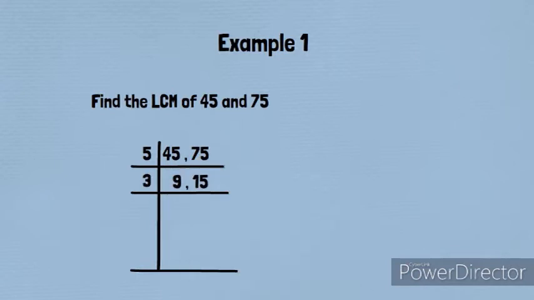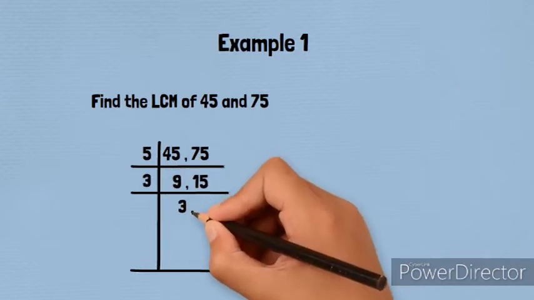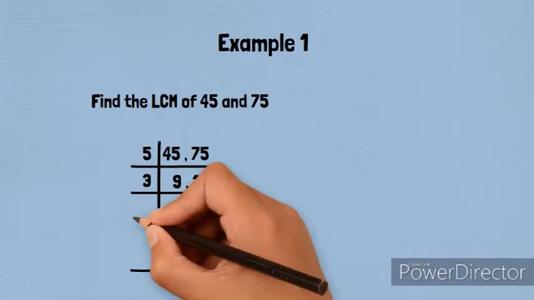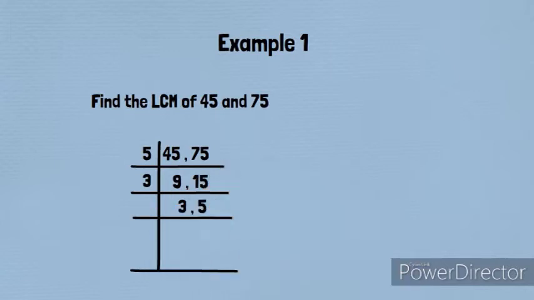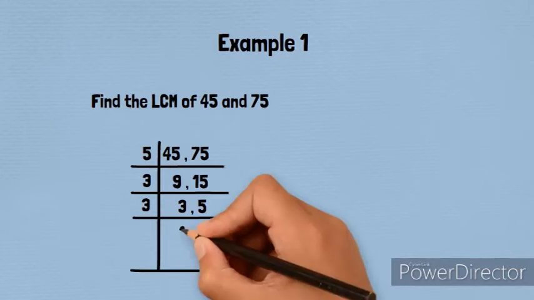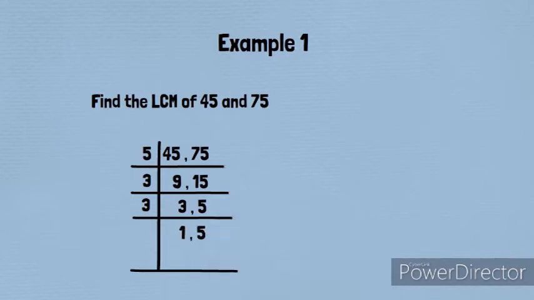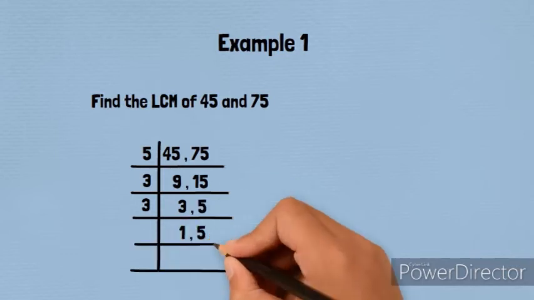Now let's divide these by 3. 3 is also a prime number. So 9 divided by 3 is 3, and 15 divided by 3 is 5. 3 and 5 are both prime numbers, so we can't divide them both by a common factor. So we have to divide them separately.